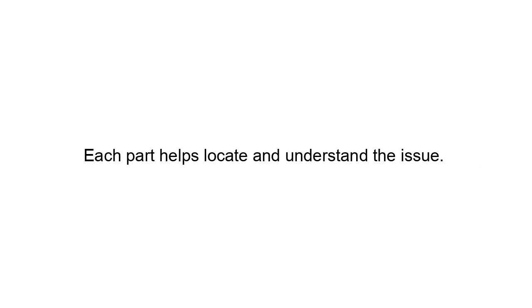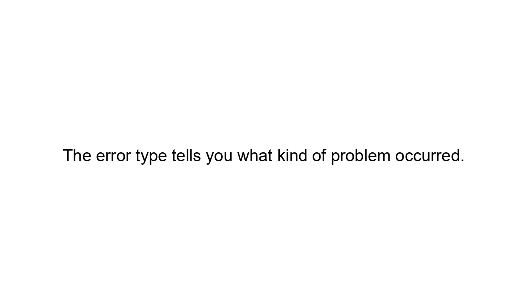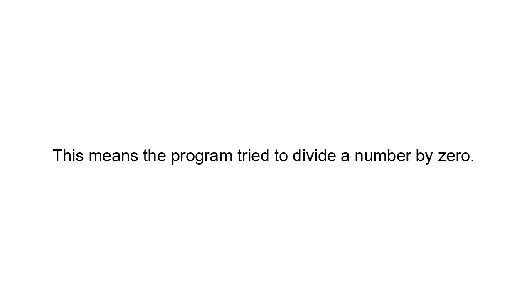Step 1. Identify the error type. The first thing to look at is the type of error. Examples: syntax error, runtime error, index error, null pointer exception, file not found error. The error type tells you what kind of problem occurred. Example: ZeroDivisionError. This means the program tried to divide a number by 0.